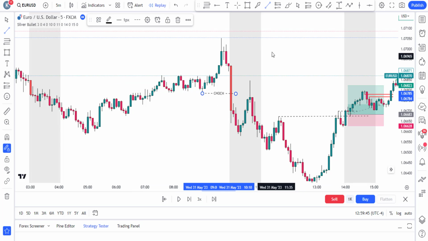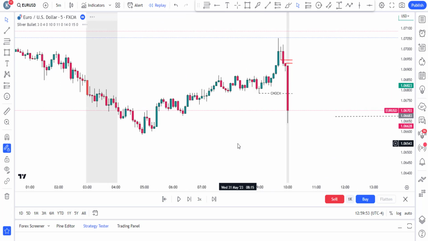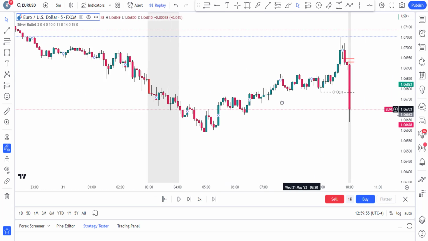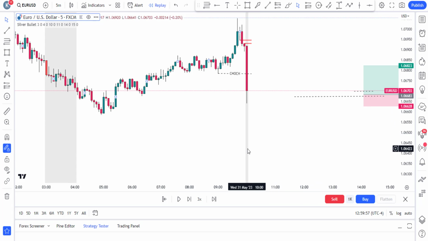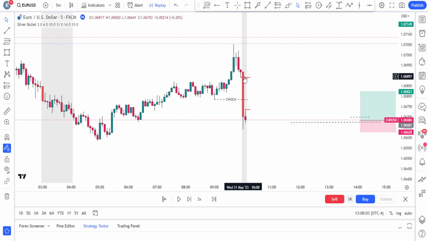Okay, external range liquidity, and this is a very big fair value gap, and I want to show you something really important. Whenever you see a very big fair value gap, you need to pay attention to it. Into this particular time zone, you want to watch it very carefully. Now you want to enter your trade at the middle of that particular fair value gap.